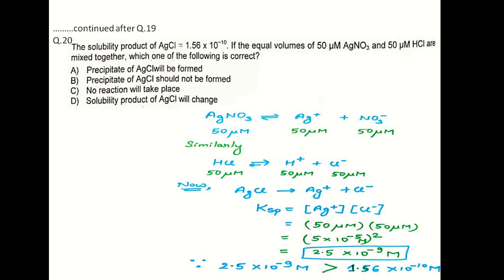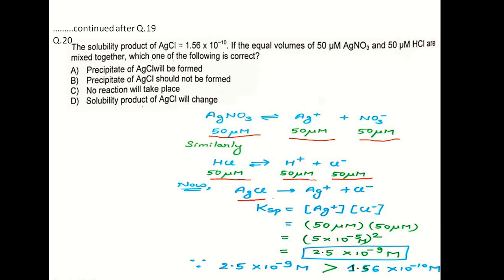So before doing this question, see the dissociation of AgNO3 and HCl, how the dissociation of these two compounds takes place. Since we are taking 50 micromolar AgNO3, when it dissociates, it will give 50 micromolar Ag plus and 50 micromolar nitrate ion. Similarly, 50 micromolar HCl dissociates into 50 micromolar H plus and 50 micromolar chloride ion.